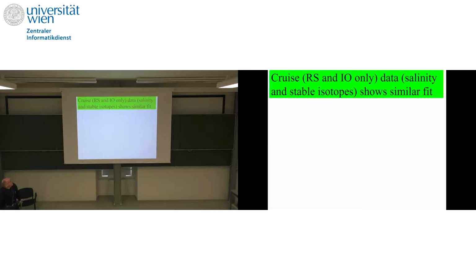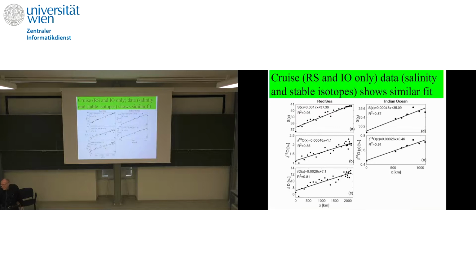Okay. So cruise data. We wanted to compare to see if it works as well. So in the cruise data, here is the Red Sea. This is the data that was taken in that 2014 paper, which is based on about 2009, I think, a cruise that was taken to the Seychelles. And as you see, once again, the salinity is very high correlation.